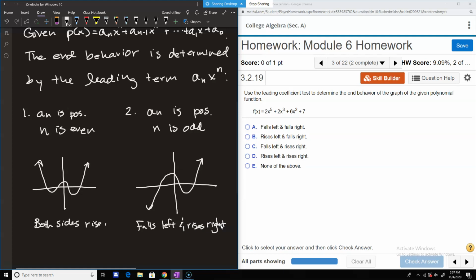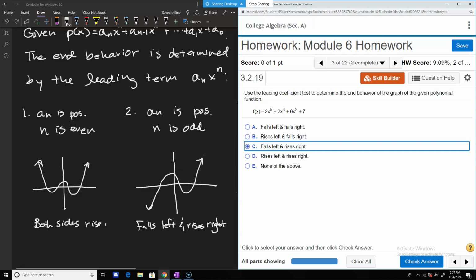So if you look at this specific example right here, we only have to pay attention to 2x to the 5th. So 2 is a positive number, and 5 is an odd number. So we are in case 2. We know that this answer is going to be falls left and rises right, which is choice C. So that's going to be the choice here.